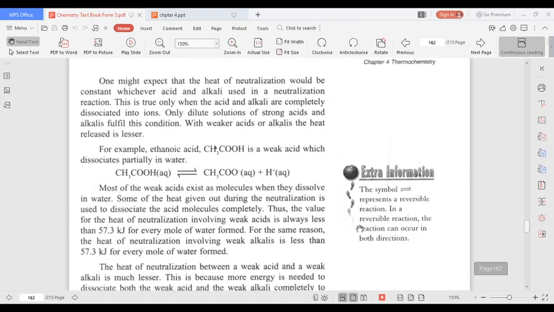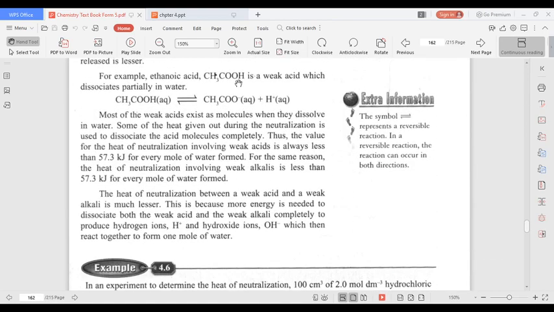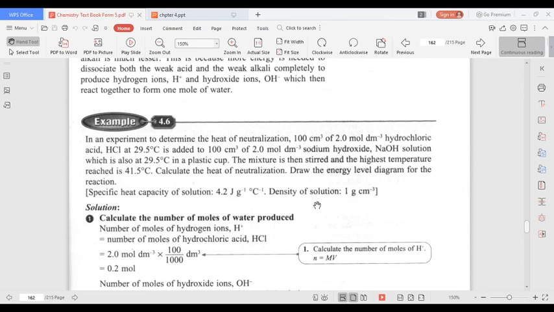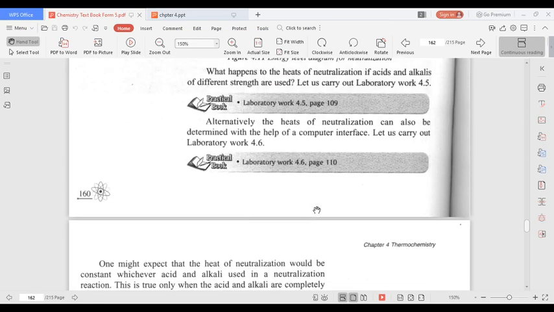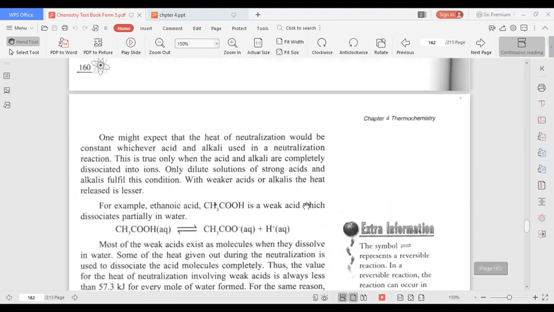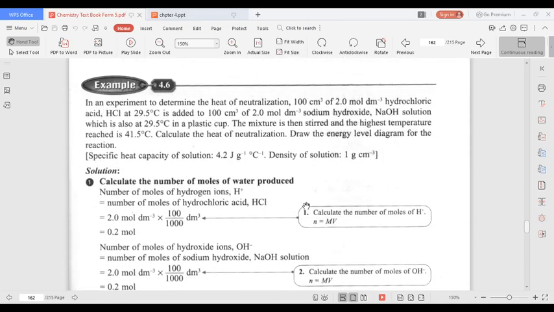Okay, pergi kepada ini adalah contoh untuk weak acid. Kalau weak acid pula, kamu punya heat of neutralization dia akan jadi semakin berkurang. Okay, yang penting dekat sini, itu hanya untuk explanation lah. Selalunya kalau soalan untuk termokimia, heat of neutralization, dia akan tanya kenapa tindak balas ini lagi tinggi heat of neutralization dia. Kamu kena jawab begitu. So yang penting dekat sini adalah kamu punya calculation.